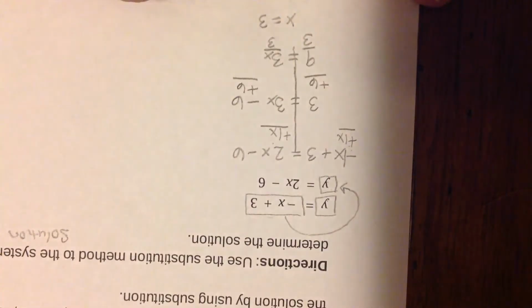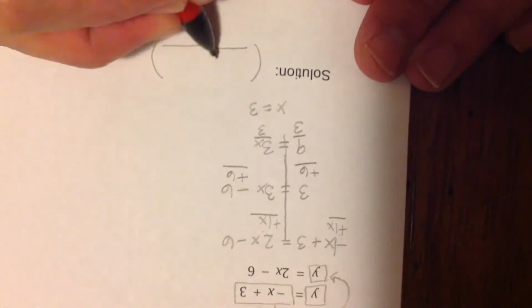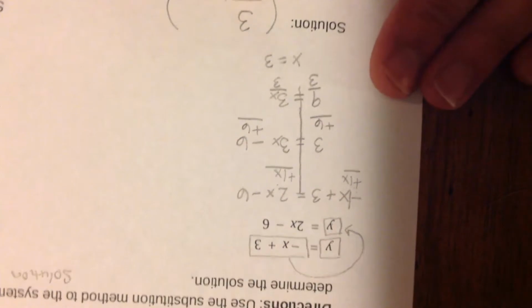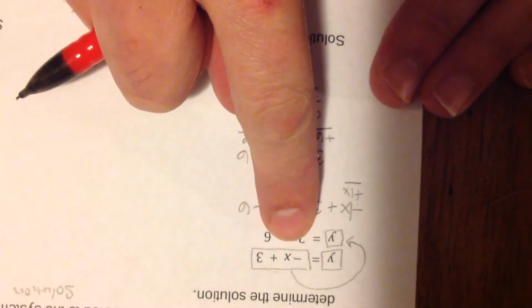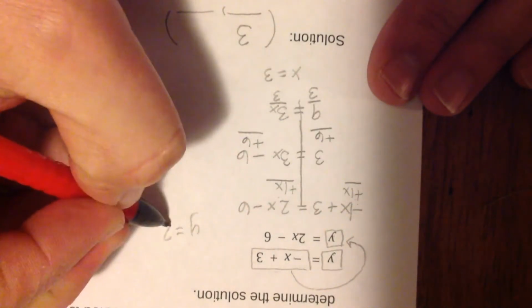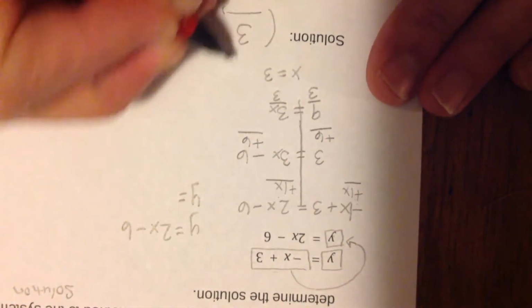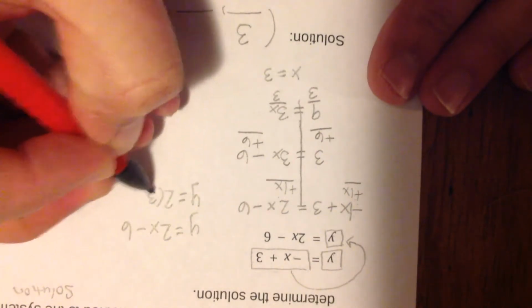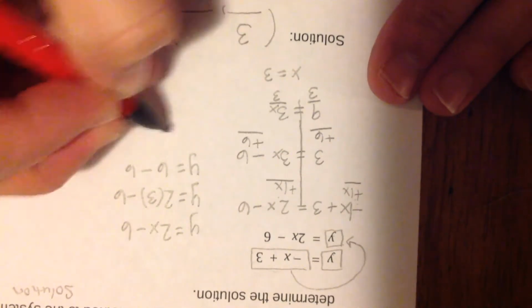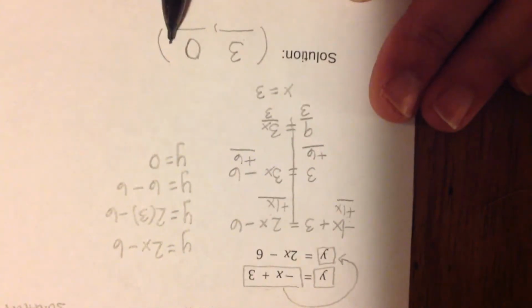Now keep in mind that my solution has an x and a y. So my x here is 3, but I need to solve for what y is. So what I can do is substitute my 3 into either of the equations. Now I don't like negatives, so I'm going to substitute 3 into my bottom equation. So I'll say y equals 2x minus 6. I'm going to solve for y by substituting 3, which is my x, in for the x, so 2 times 3 minus 6. Y equals 2 times 3 is 6 minus 6, and y equals 0. So my solution is 3, 0.